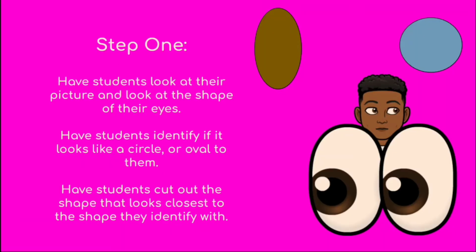Moving on to our first step of personalizing our self-portrait, we're going to have students look at their picture, the same picture they took when we did part 1 of All About Me, and look at the shape of their eyes. So you may have to zoom in and look at the shape of their eyes and have students identify if it looks like a circle or an oval to them. And then have students cut out the shape that looks closest to the shape they identify with.